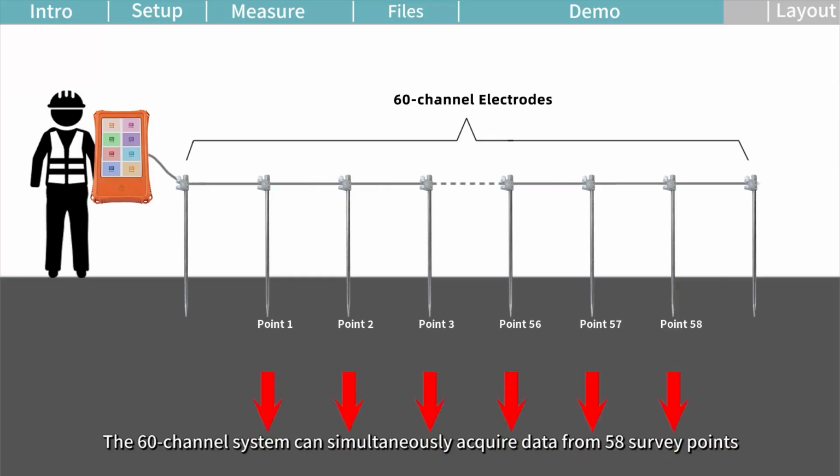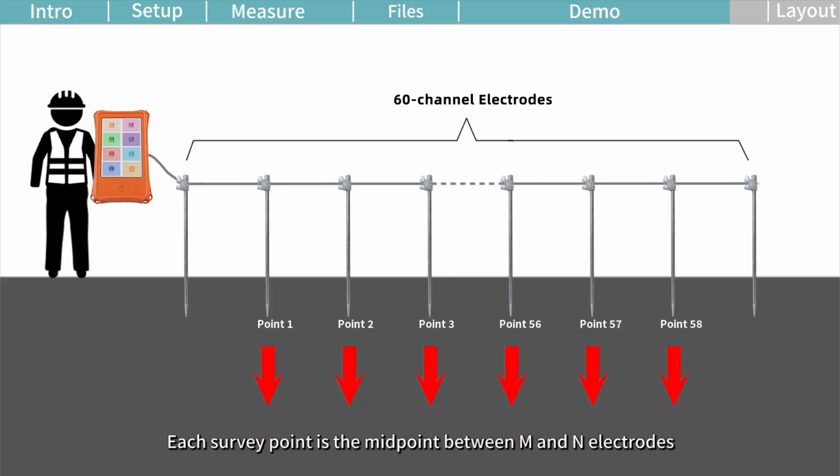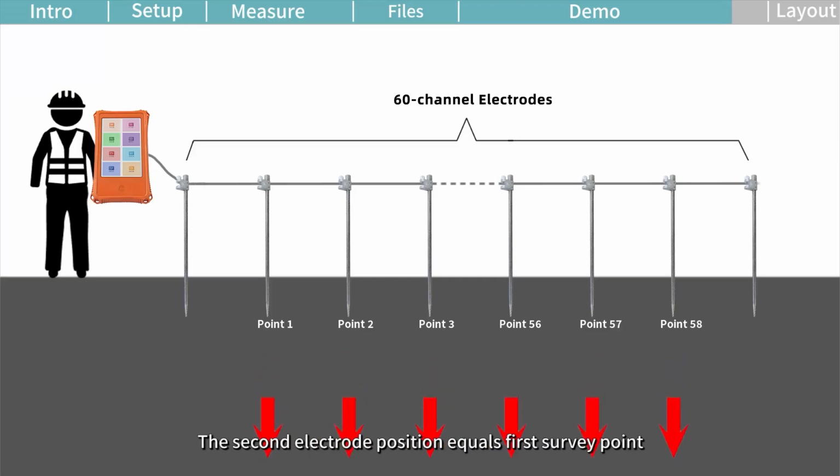The 60-channel system can simultaneously acquire data from 58 survey points. Each survey point is the midpoint between M and N electrodes. The second electrode position equals first survey point. The third electrode position equals second survey point. Repeat until the entire profile is measured.